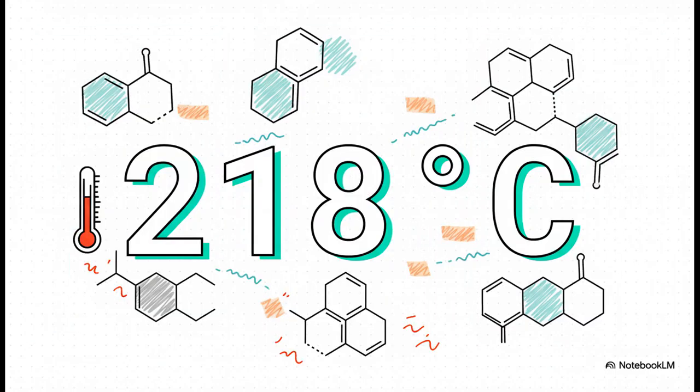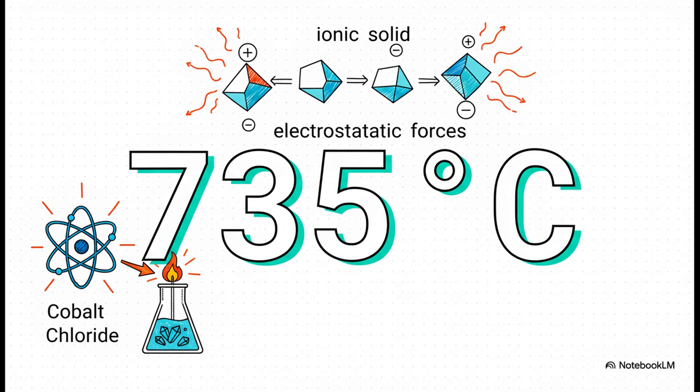It melts at just 218 degrees Celsius. That's because it's what we call a molecular solid. It's held together by those weak, sticky note attractions, and it just doesn't take much energy to break them apart. Next, cobalt chloride. It melts at 735 degrees Celsius. See that jump? As an ionic solid, its particles are held together by those much stronger, magnet-like forces. You need a lot more heat to break this crystal apart.